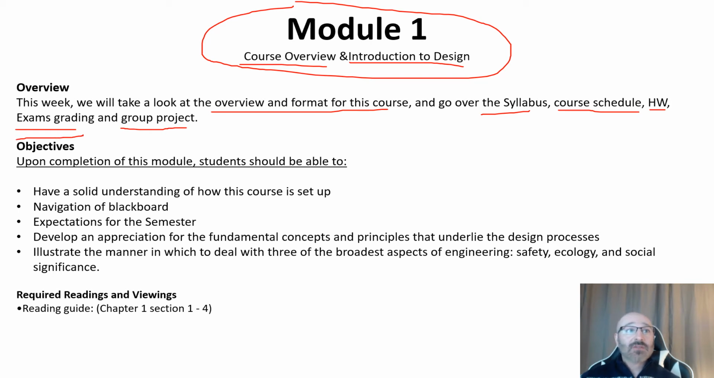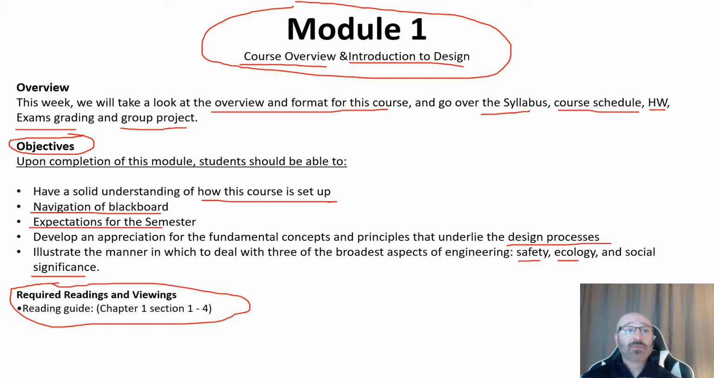So some objectives. Upon completion of this module, you should be able to have a solid understanding of how this course is set up and how to navigate through Blackboard system, what my expectations are for this semester. You should be able to develop an appreciation for the fundamental concepts and the principles that are going to underline the design process. We're going to illustrate a manner in which to deal with the 3 broadest aspects of engineering: safety, ecological, and social significance. As far as required readings for this section, please reference your textbook and read Chapter 1, Sections 1 through 4.